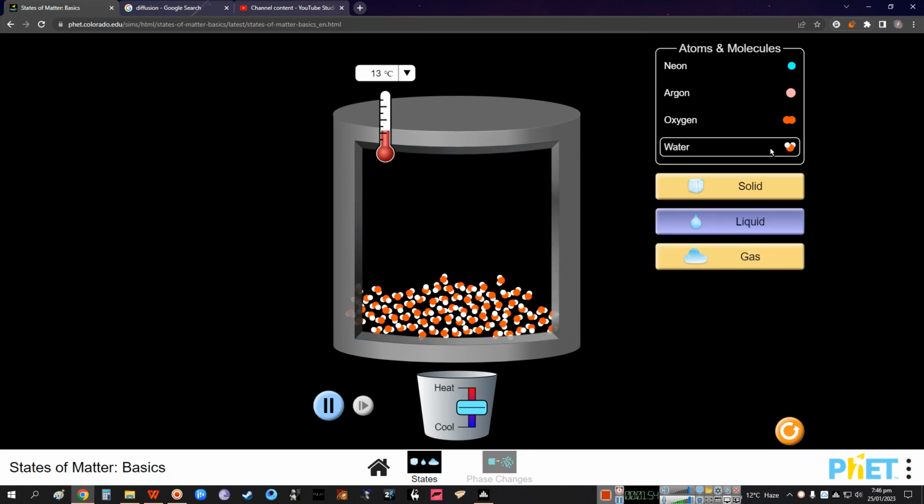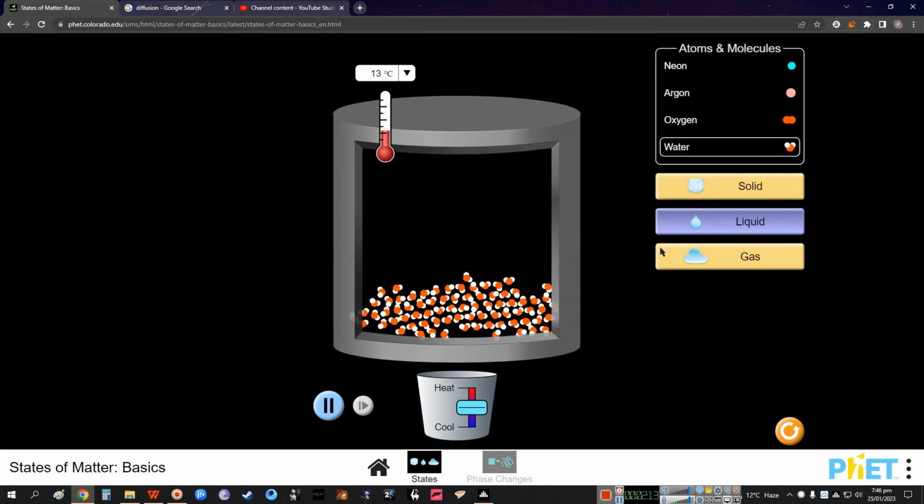And we know that water is liquid. Now these are water molecules. As you can see, these red and white particles are attracted to one another. This is what we call intermolecular forces, right? Or van der Waals forces, which is keeping water molecules close to one another.